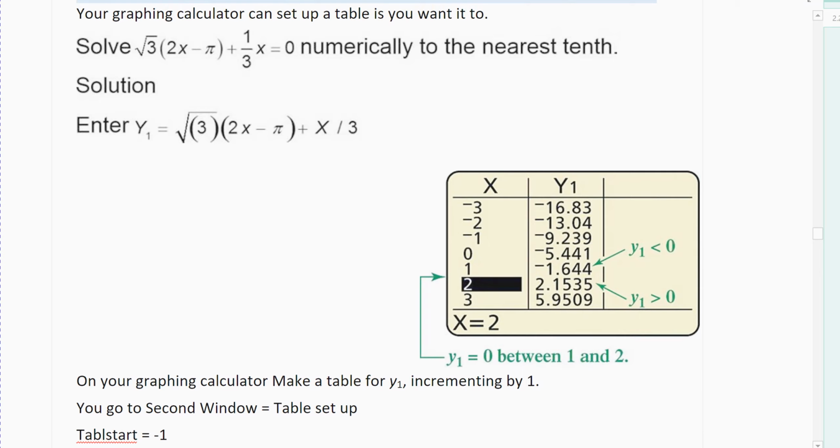Suppose this is the equation we want to solve, and it's an ugly equation. It's got square root of 3 out front, times the group 2x minus pi, so it's got two irrational numbers, plus 1/3 x, which is a fraction that's non-terminating. And we want to find its zeros.